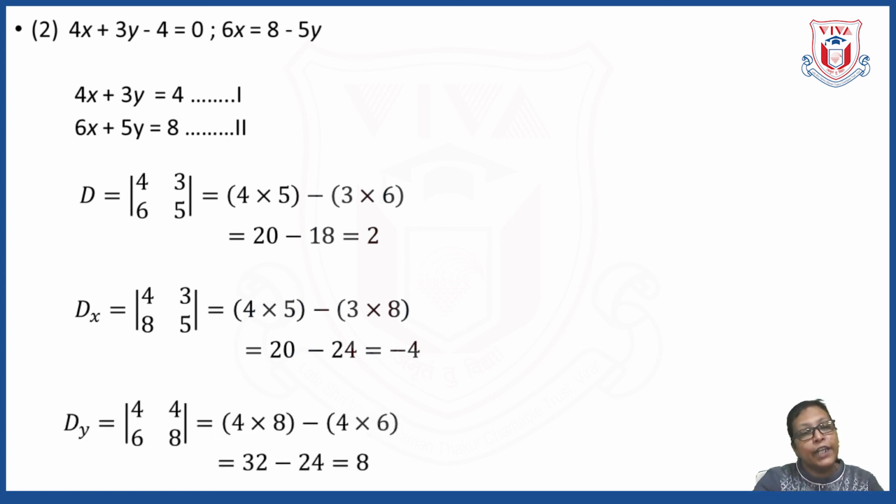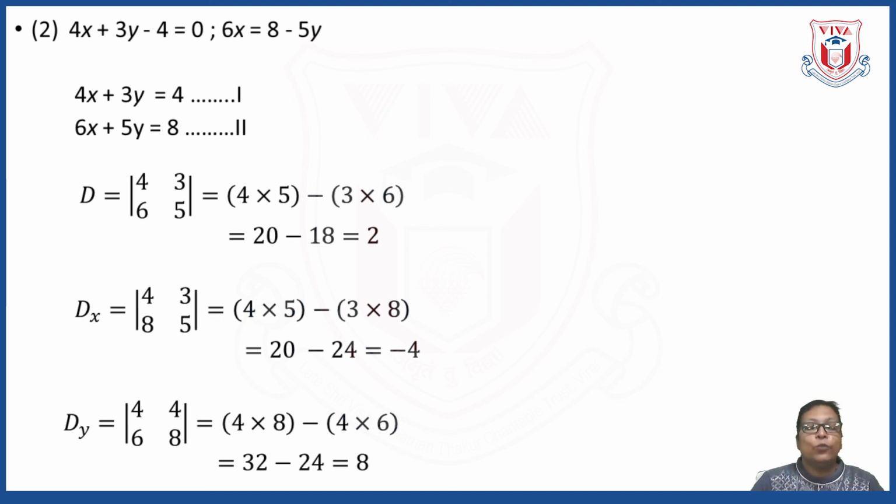Then go for Dy. For writing Dy, you know that the numbers on the right hand side, 4 and 8, are going to appear in the second column. And the first column you can take from D as it is. So the first column is 4, 6 and the second column is 4, 8. Solve it once again. 4 into 8 minus 4 into 6. So 32 minus 24 you are going to get 8. So in this way we got the values of D, Dx and Dy.